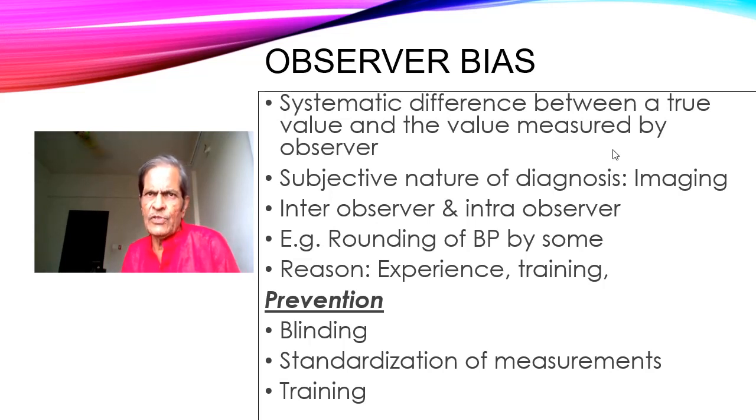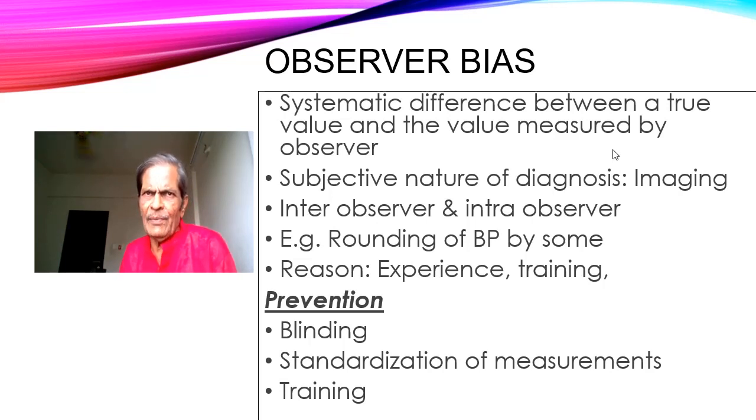This could be inter-observer bias or intra-observer bias. If the same X-ray is shown to the same person and he makes a different diagnosis, this is called intra-observer bias, because on the first occasion he says yes, the disease is there, and on the second occasion he says the disease is not there. Inter-observer bias means the same X-ray is shown to different persons, and they make different diagnoses, either of the disease or the severity of the disease.